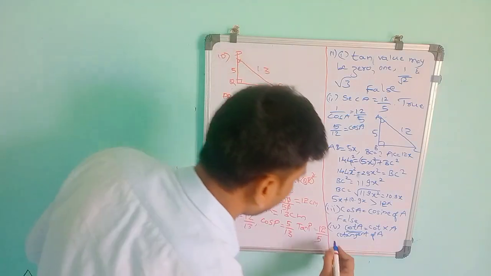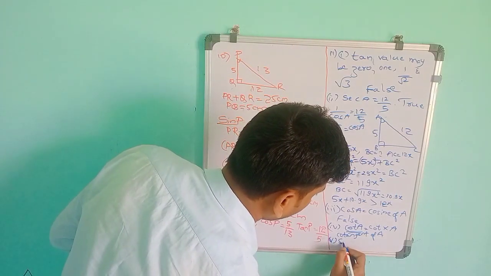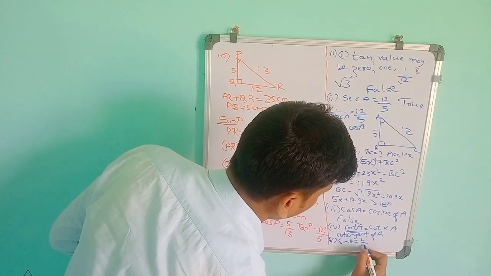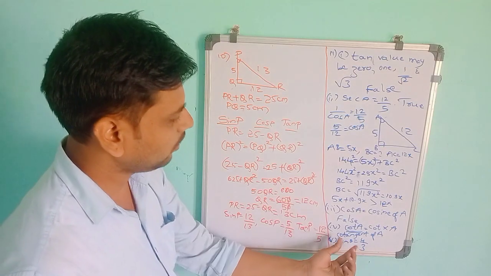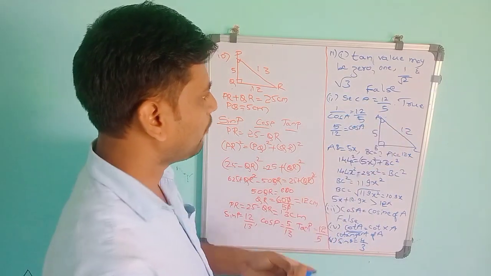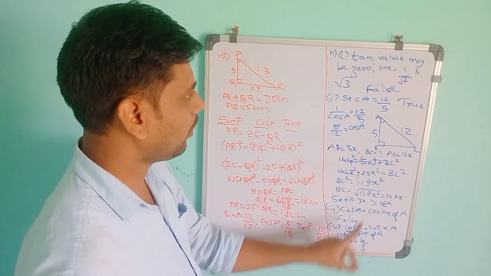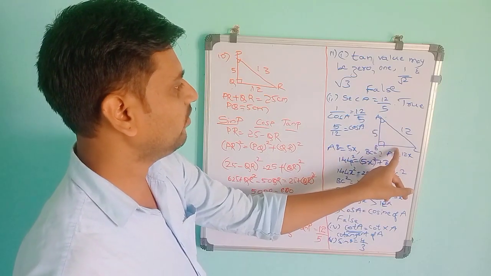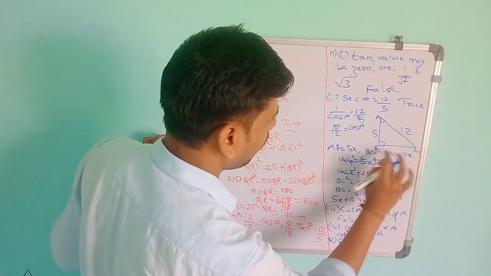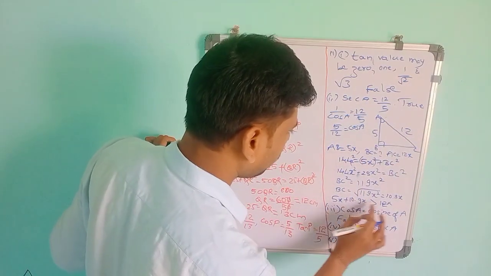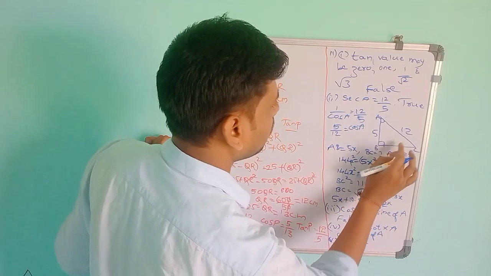Sin theta is equal to 4 by 3. As you know, if you take this example, sin is opposite by hypotenuse. So opposite is this one and hypotenuse is this one. Opposite by hypotenuse: opposite is how much, this one 10.9, but hypotenuse 12.